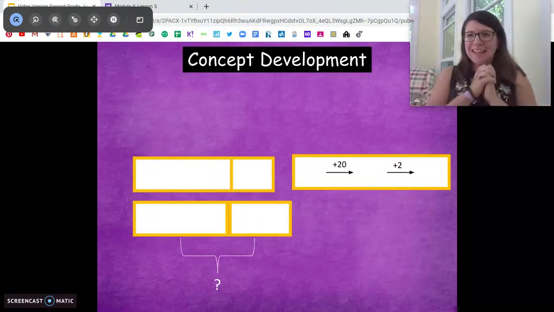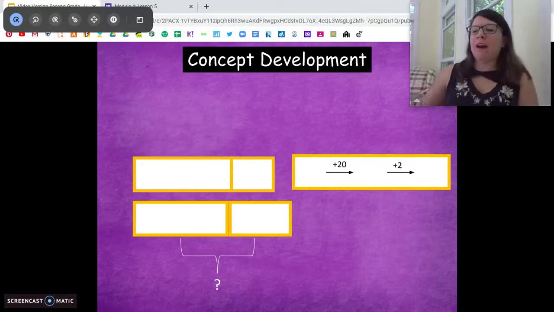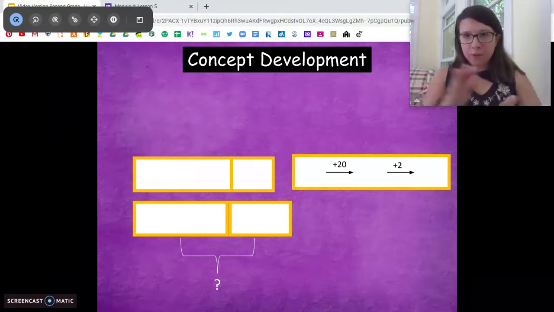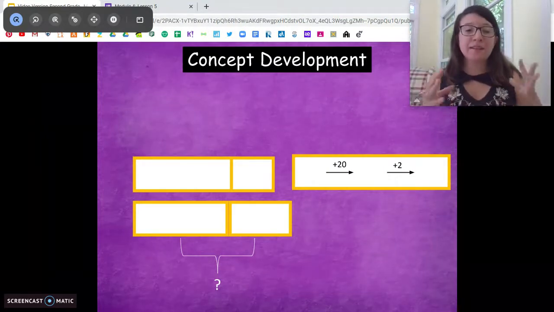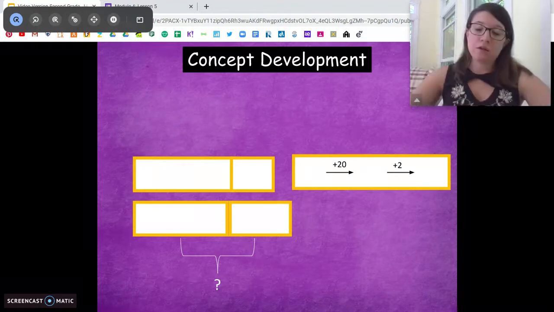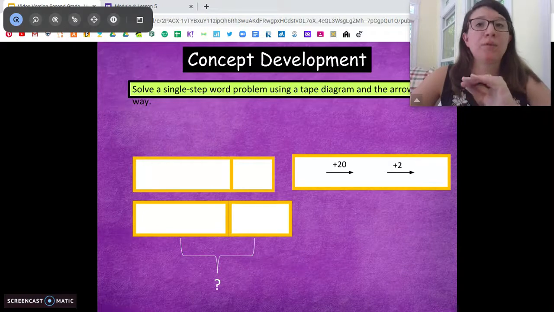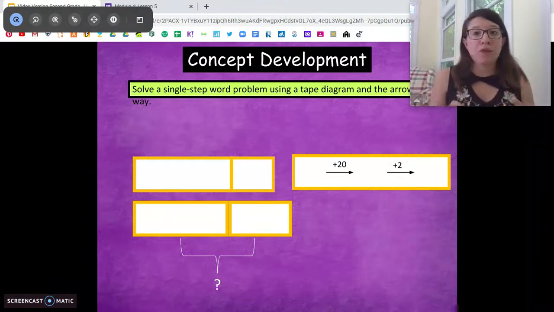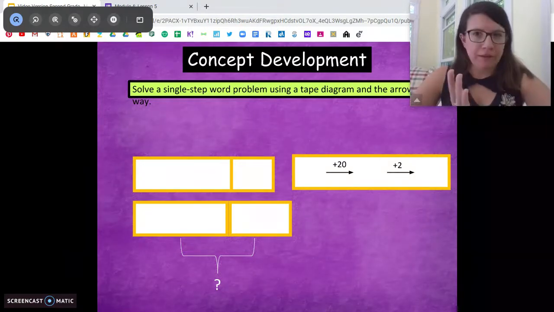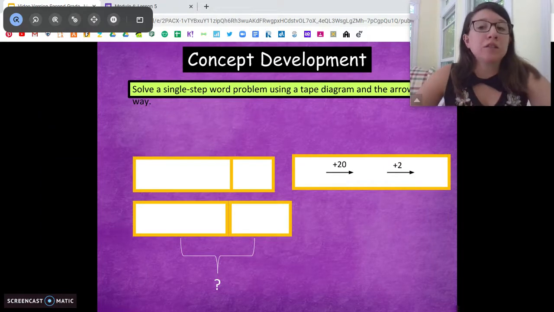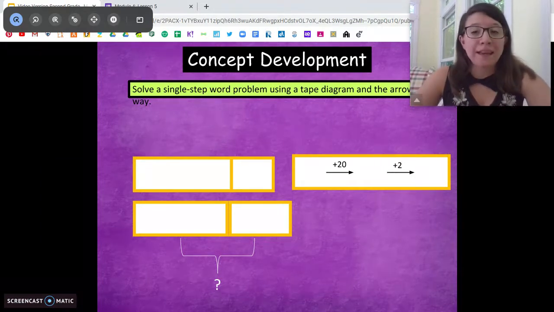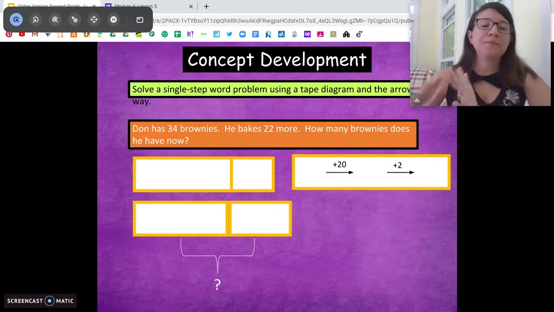Okay, let's get into it. Make sure you have your paper in front of you. We're going to do a couple together, and then I'm going to have you practice on your own. So we're going to do a 1-step word problem. In this word problem, there's only one thing you're going to have to do to solve, okay? I'm giving you that hint to start. We're going to solve it using a tape diagram and the arrow method. So let's do this together.